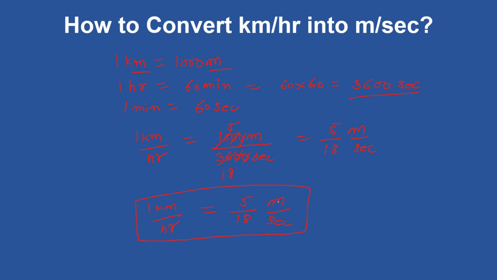Same you could do with 1 meter per second. So what will be the kilometer per hour? See, simply cross multiply here. So 18 by 5 kilometer per hour will be equal to 1 meter per second, right? So this is the another simple formula. These are the two formulas. So now we know the relation between kilometer per hour and meter per second, right? So now let's make the Excel sheet.